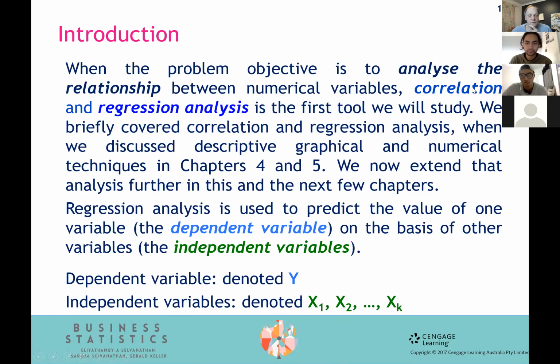Okay, so the bottom line is if we want to analyze the relationship between two numerical variables, we want to use correlation and regression. Correlation and regression, those are the two things. We've already touched on it in chapter 4 and 5, and we now basically extend it a little bit. Sometimes they talk of a dependent variable and an independent variable. And in our case, we're looking at simple linear regression. So there's only one independent variable and one dependent. But in theory, you can have many independent variables.